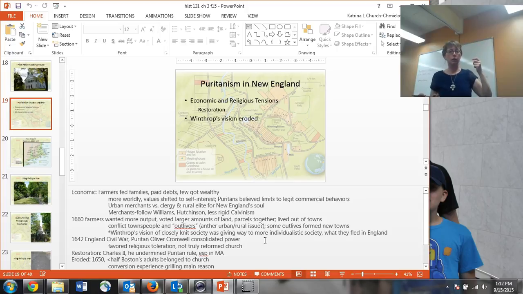Yeah? All right. So the Restoration changed a lot because with Charles II, he undermined Puritan rule, especially in Massachusetts. And how did that happen?